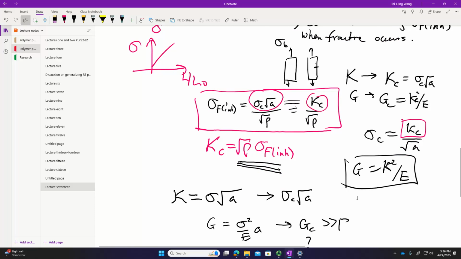It's fine. You go to the lab, you get Kc measured. And Kc and Gc are used to rank material. That's what we are so proud of. I don't care what is Gc. I know this material has a higher Gc than that material. Isn't that sufficient?